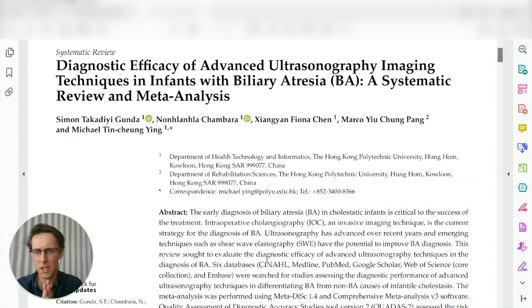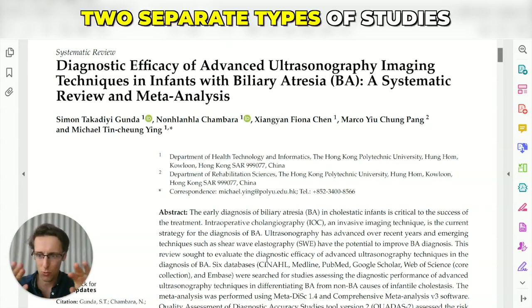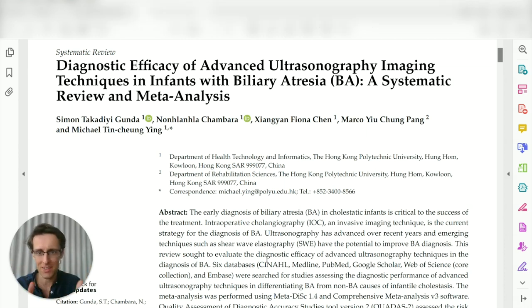So typically we think of a systematic review and a meta-analysis as two separate types of studies. However, in some fields, it is sometimes possible to actually combine them and do a systematic review and meta-analysis in one paper. And this is exactly what I want to discuss in this video and show you how this is done in case you want to do a similar study for yourself.